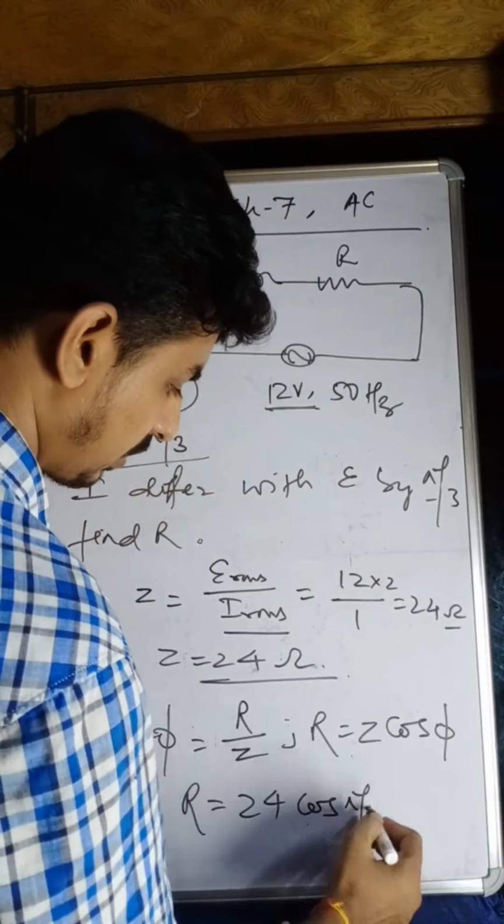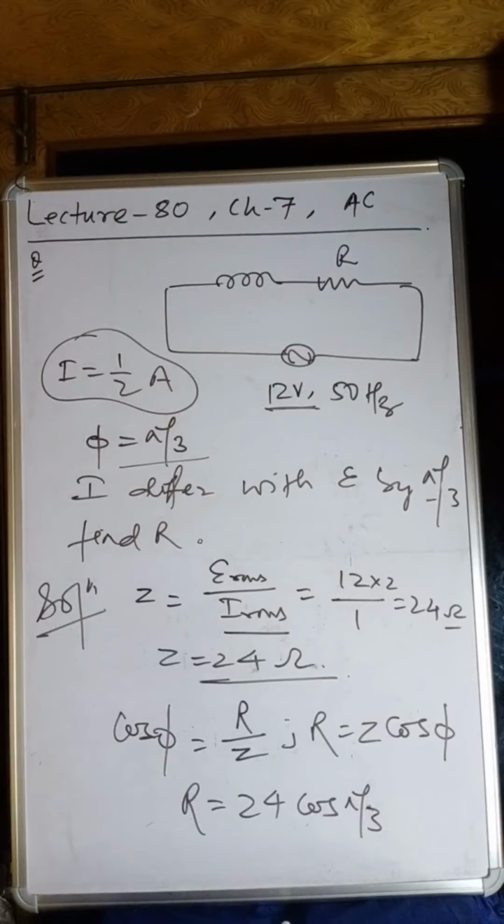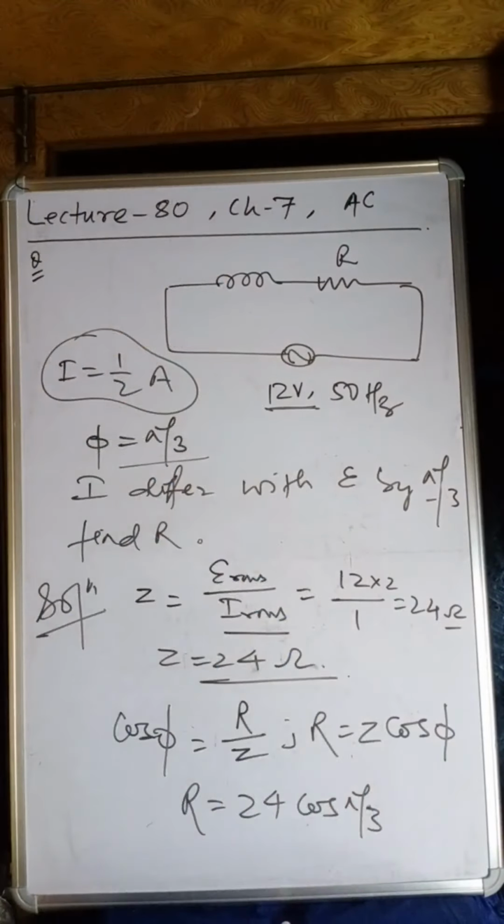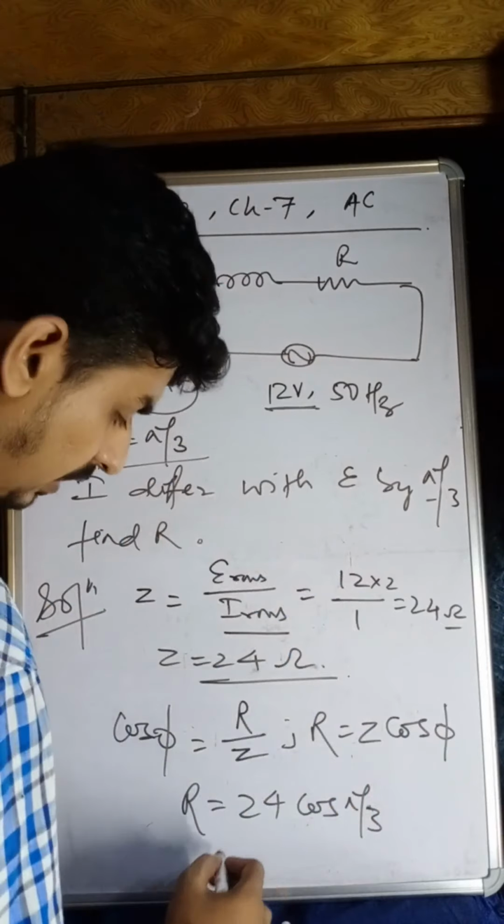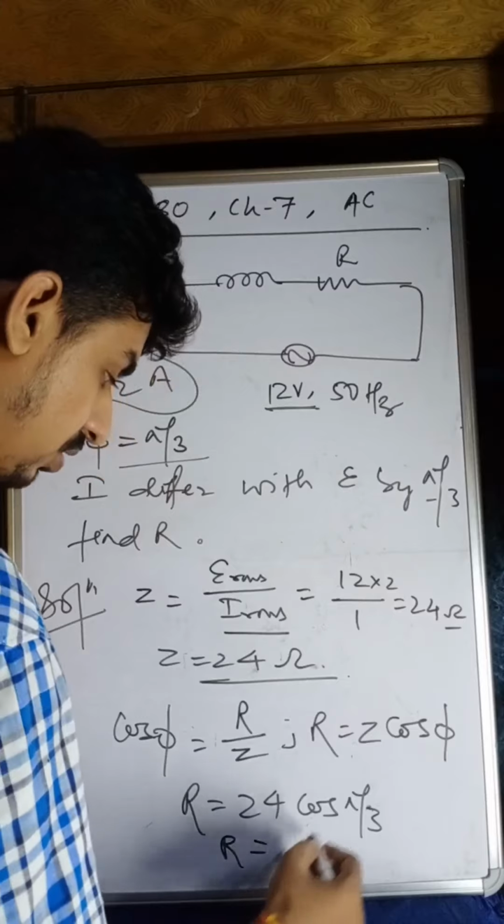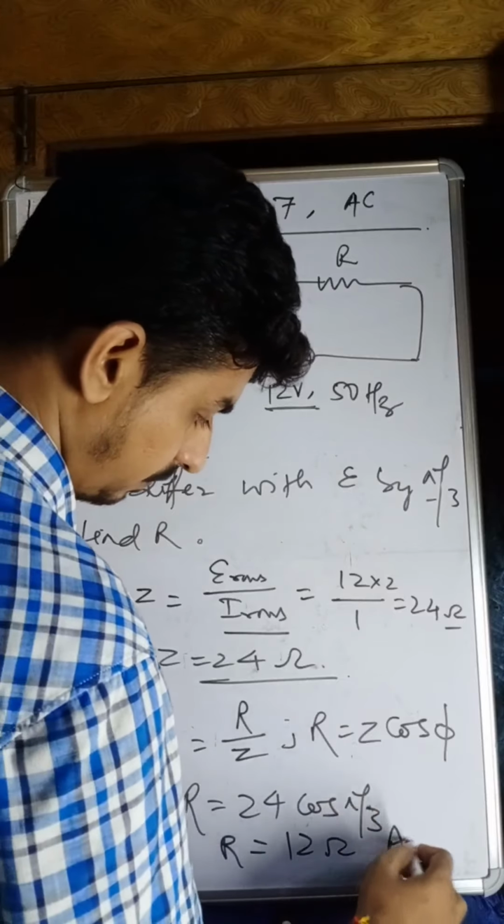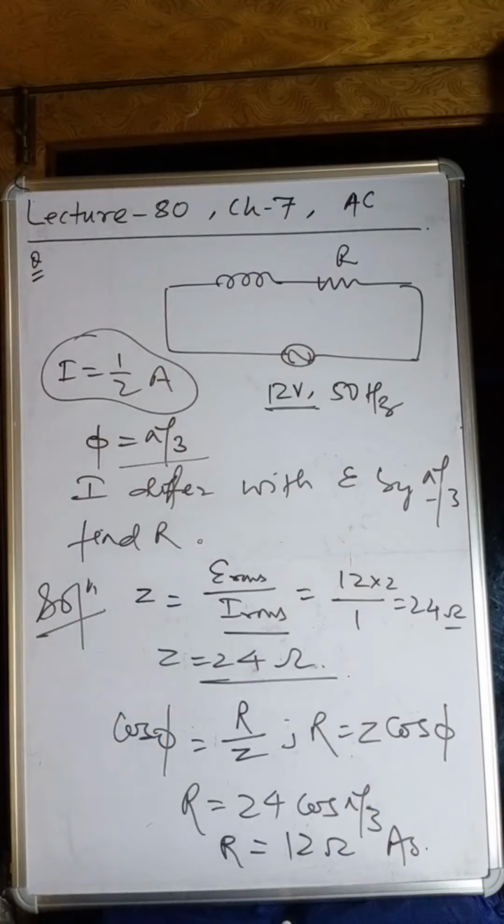I'm sorry, it is pi by 3. So this will be half, cos pi by 3 is half, and then R will be how much? This will be the 12 ohm answer. So the value of resistance is 12 ohm.